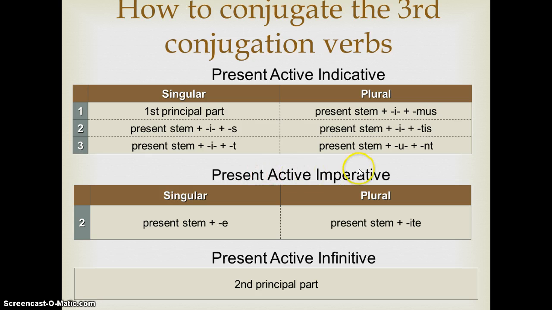The present active imperative forms in the singular by adding an E, a short E, to the present stem. It forms the plural by adding an ITE to the present stem. And notice that the vowel changes for whatever reason. Instead of it being ETE, it's ITE, so take special note of that. Okay. Present active infinitive, as always, is the second principal part.